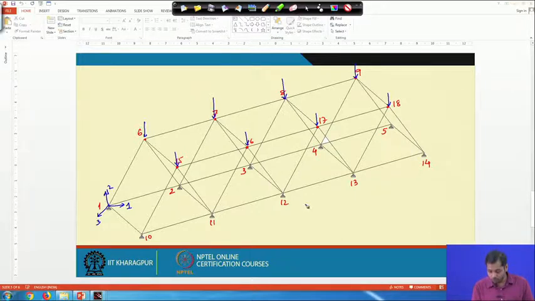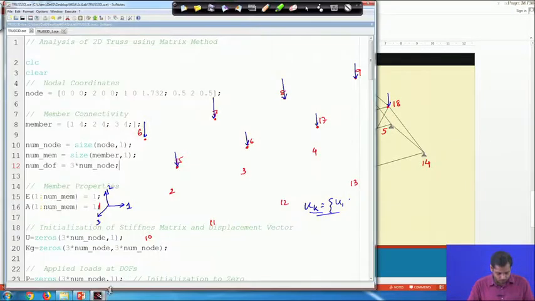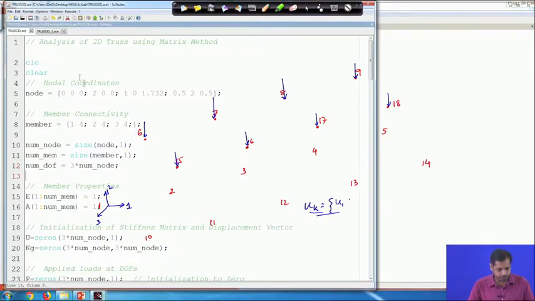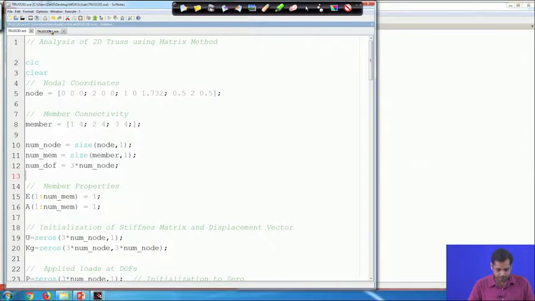So, U known will be all the degrees of freedom associated with these nodes. Let us not write it here. So, see the code. Now, this is the code. We have another one.